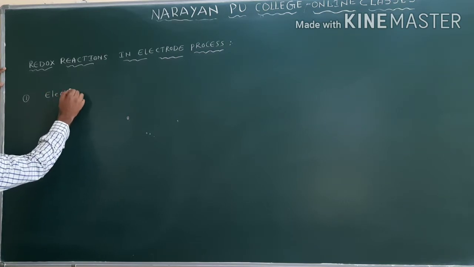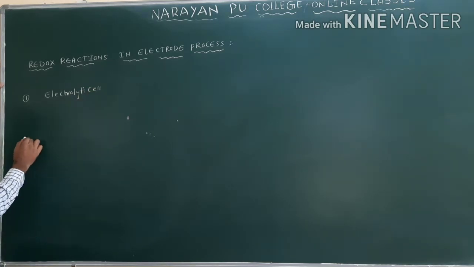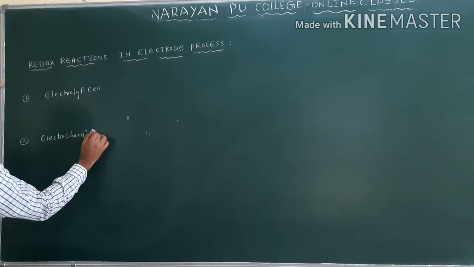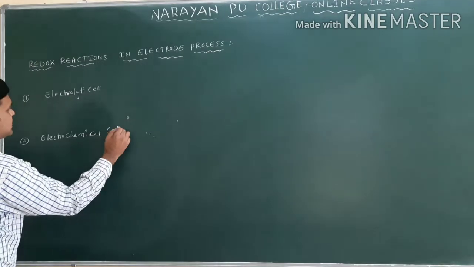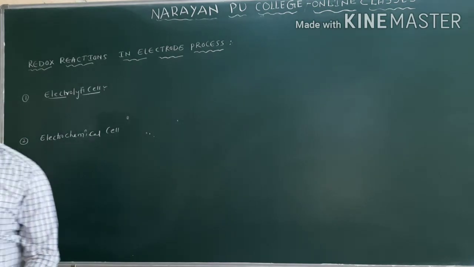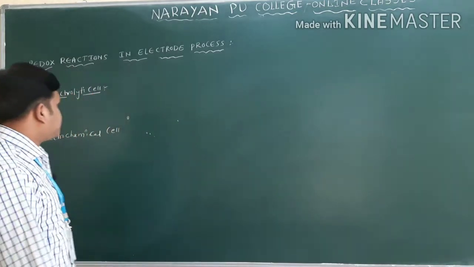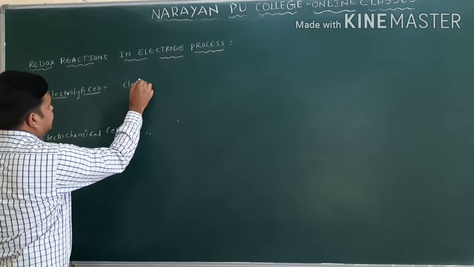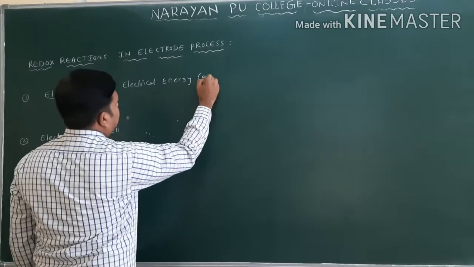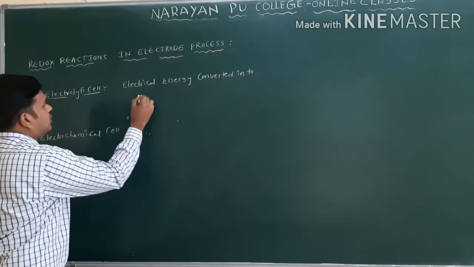One is the electrolytic cell. The second one is the electrochemical cell. So what is an electrolytic cell? Electrolytic cell: the cell in which electrical energy can be converted into chemical energy. Electrical energy converted into what? Chemical energy.